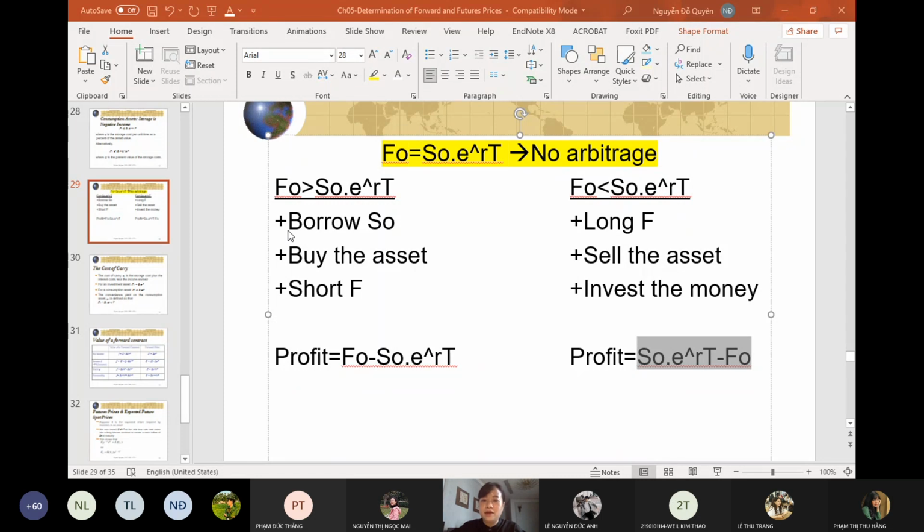Anyway, so you all agree with us that we have two cases like this, right? Yes. Okay.